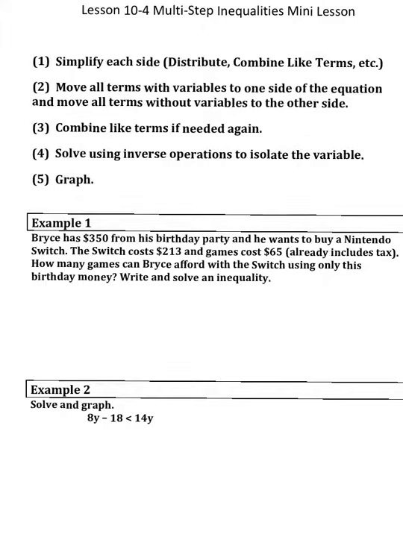Remember, if it's possible, try to simplify each side first. If you need to distribute or combine like terms, it's always good to start with that. Then it's helpful to move all your terms with the variables to one side and all your terms without variables to the other side. Combine like terms again if needed, and then you solve using inverse operations to isolate the variable and graph.